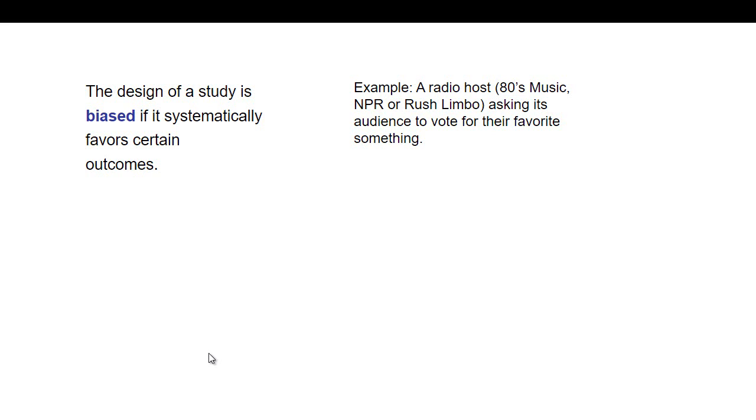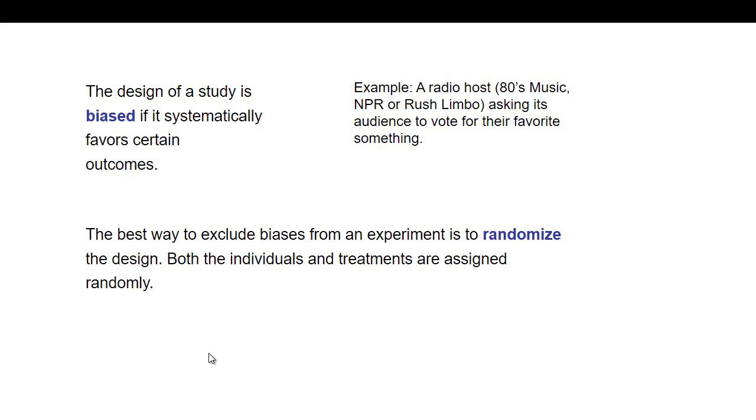Somebody listening to NPR or Rush Limbaugh, when you listen to a radio channel, that means you really like that channel, and you tend to agree with most of what the host of that channel says. So if you're collecting data in this way, then obviously the study is going to systematically favor a specific outcome. The best way to exclude biases from an experiment is to randomize the design. Both the individuals and treatments are assigned randomly.